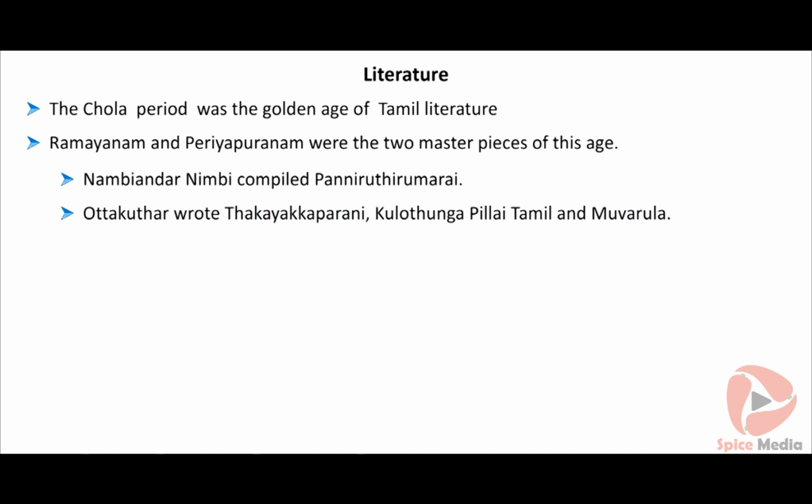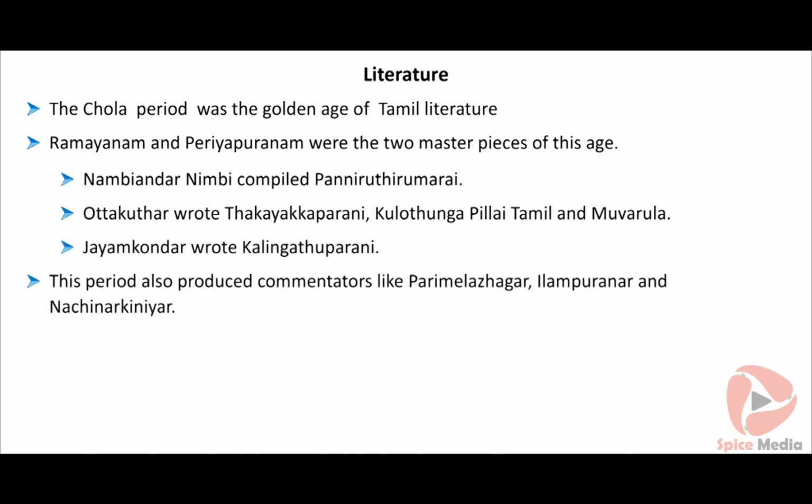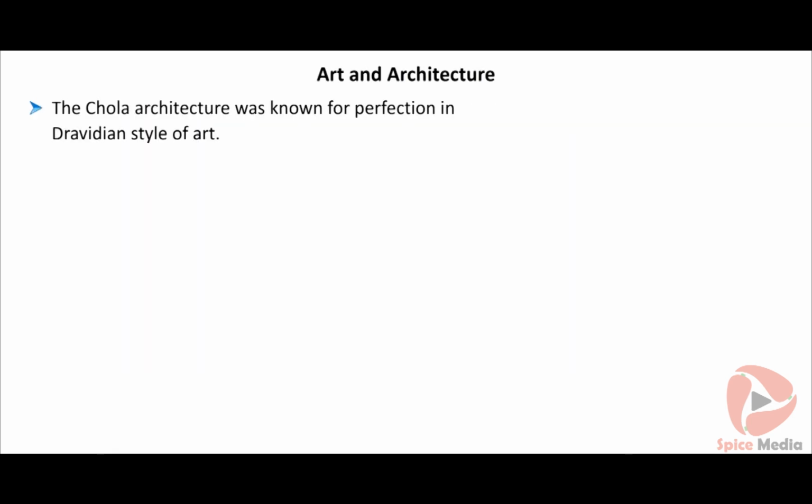Ottakoothar wrote Takkayaga Parani, Pillai Tamil, and Moovarula, and Kalingathu Parani was written by Jayamkondar. This period also produced commentators like Parimelalagar, Ilampuranar, and Adiyarkunallar. The Chola architecture was known for perfection in Dravidian style of art.